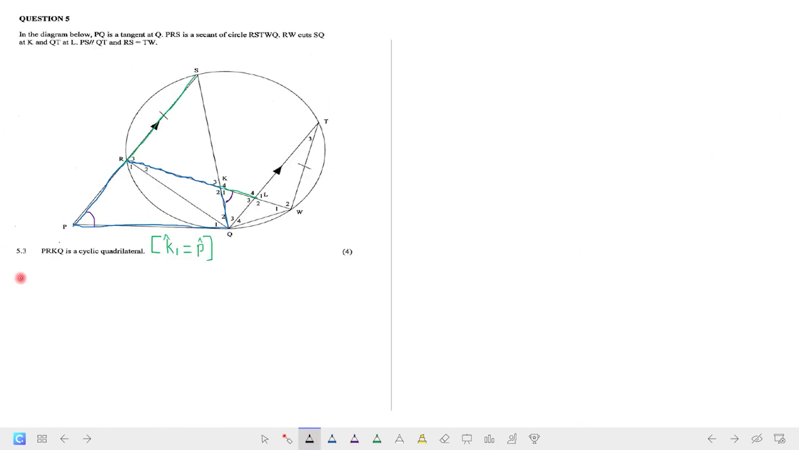So we're going to say P plus Q1 plus Q2 plus Q3 equals 180. The reason for this is co-interior, where PS is parallel to QT. So this then gives us P as 180 minus Q1 minus Q2 minus Q3, right? So we do have P, and now we need to find what K1 is.